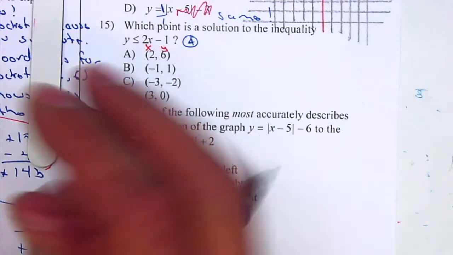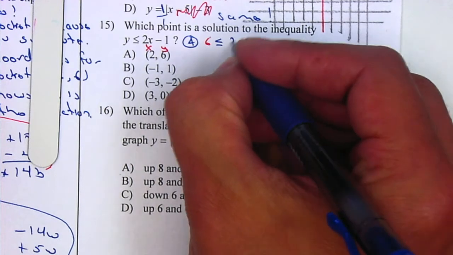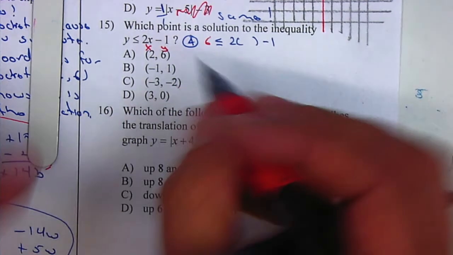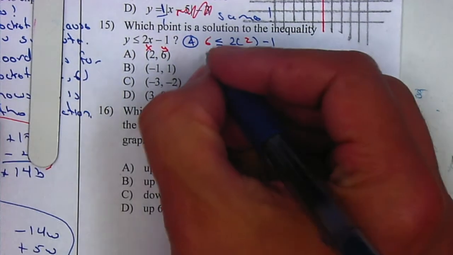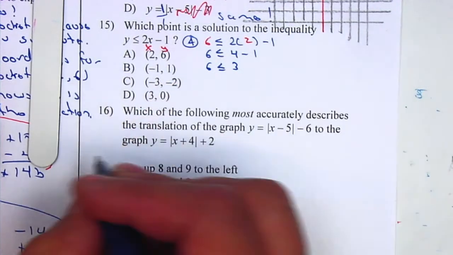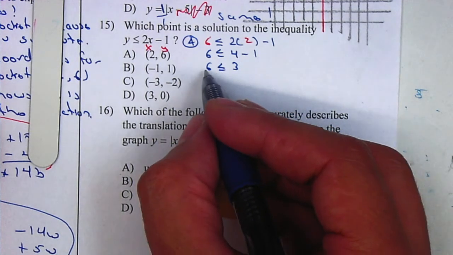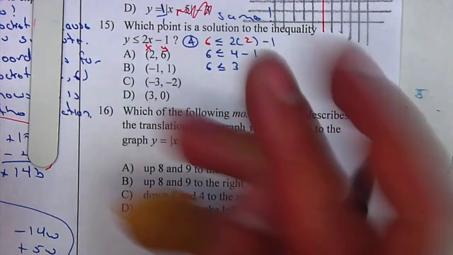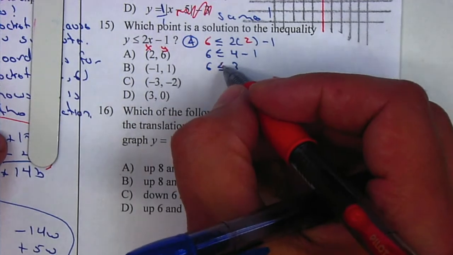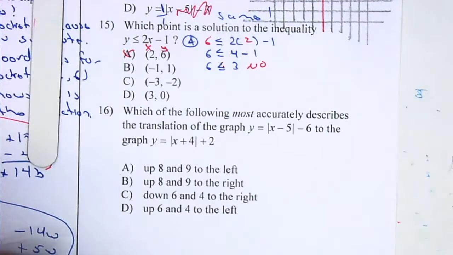Instead of the y, you can plug in a 6. Instead of the x will be a 2. 6 is less than or equal to 4 minus 1. Is 6 less than or equal to 3? No. Is this true or false? Is 6 less than or equal to 3? No. If not, think about it. Is the alligator eating the bigger number? No. Let's try letter B.